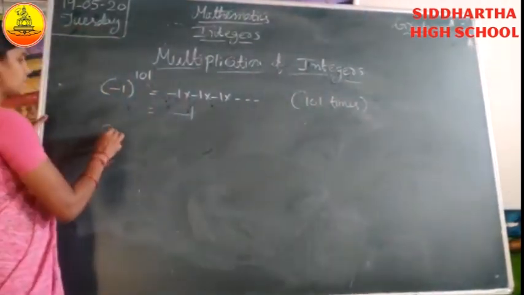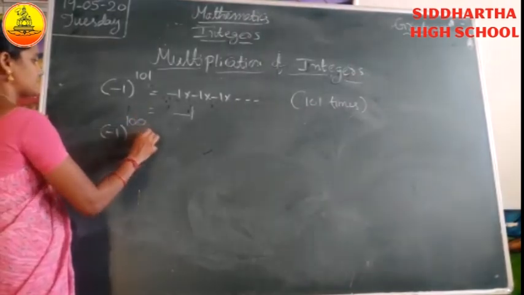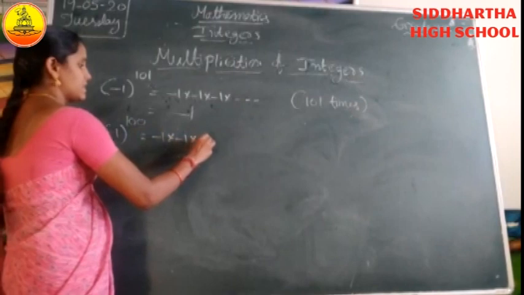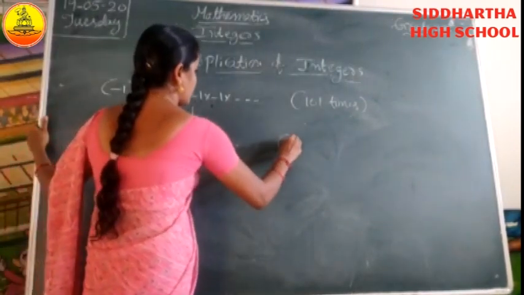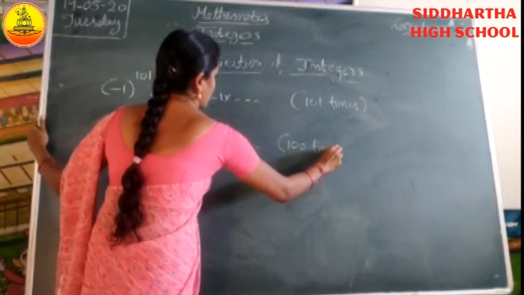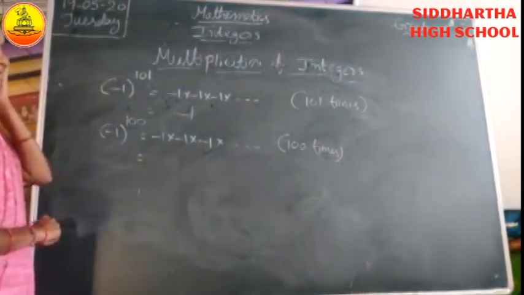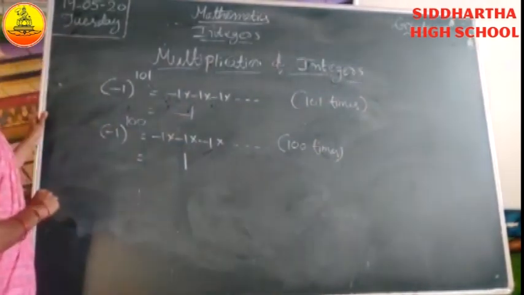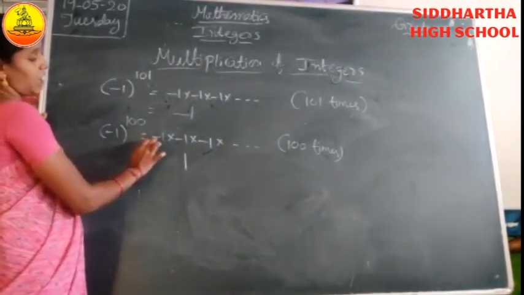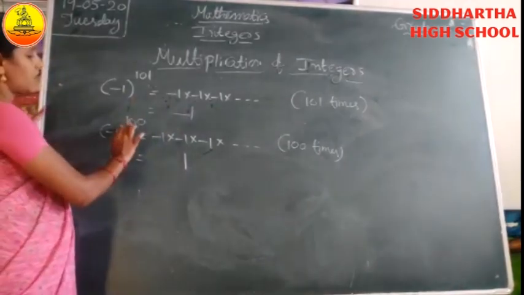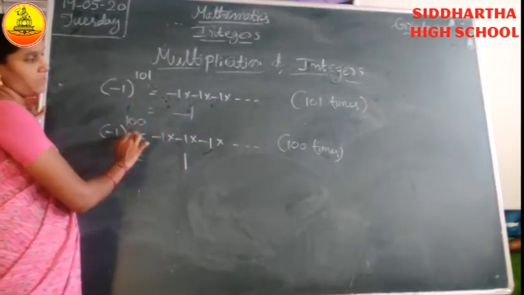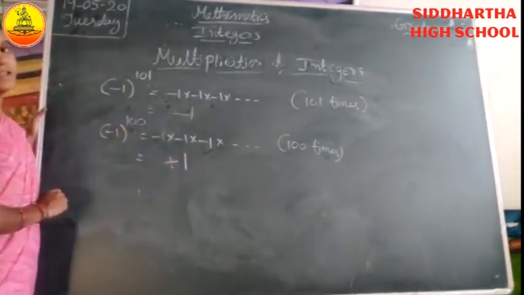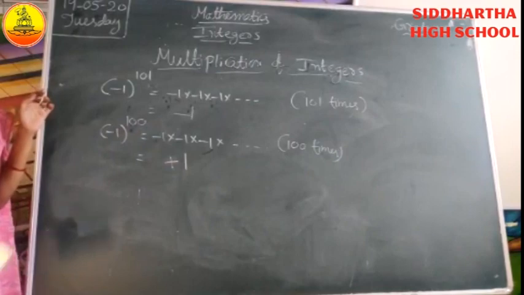Okay. For example, minus 1 whole power 100. So first minus 1 into minus 1 into like that. How many times do you have to write? 100 times. First you multiply the numbers, 1 into 1, 1, 1 into 1, 1, like that you will get 1. Minus into minus, plus. See here, how many minus signs are there? Total we have 100 minus signs. 100 is an even number. So if you multiply an even number of negative integers, the result will be positive.